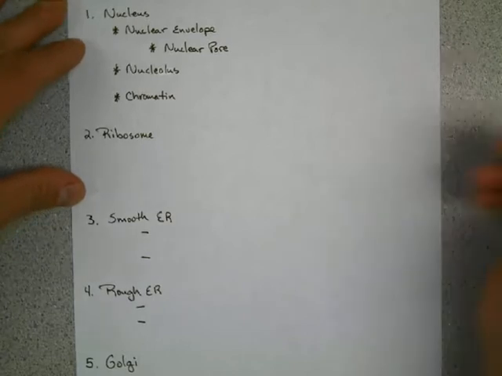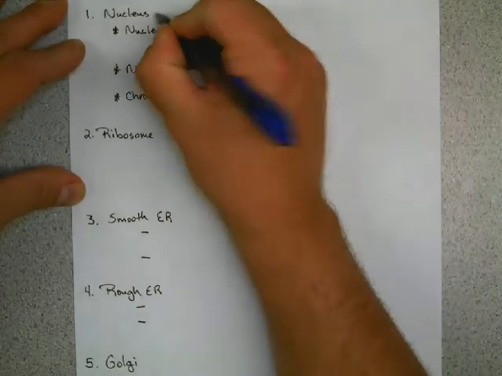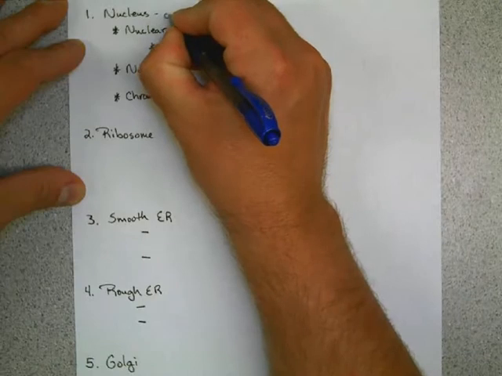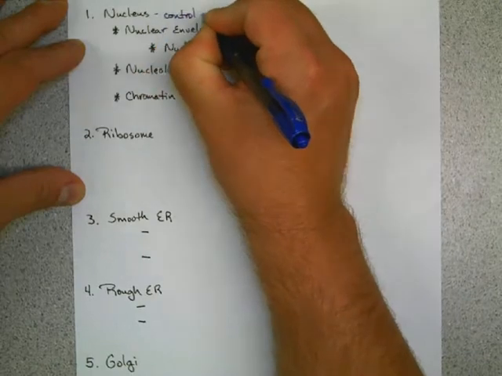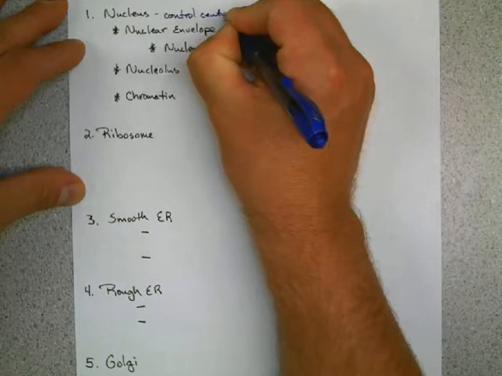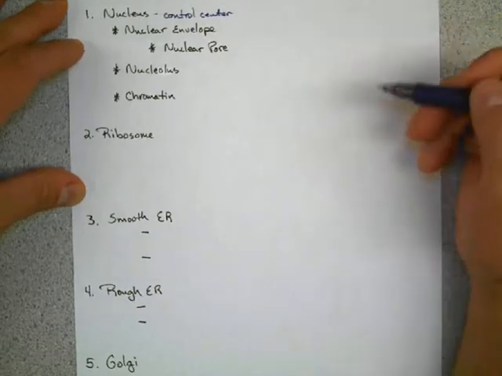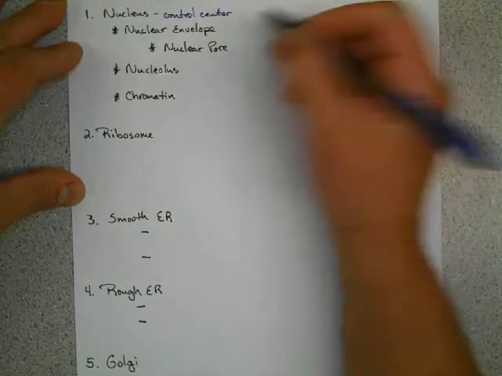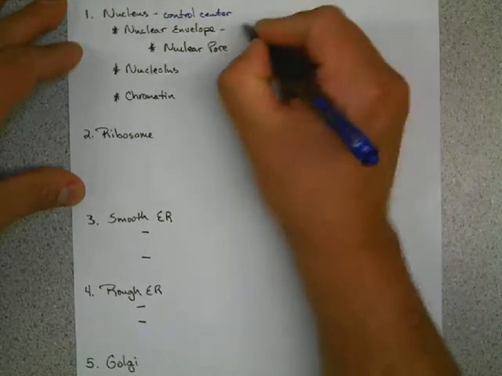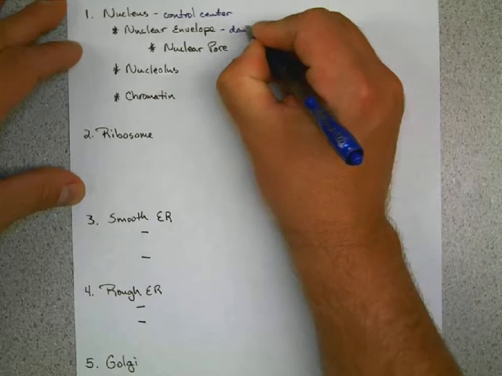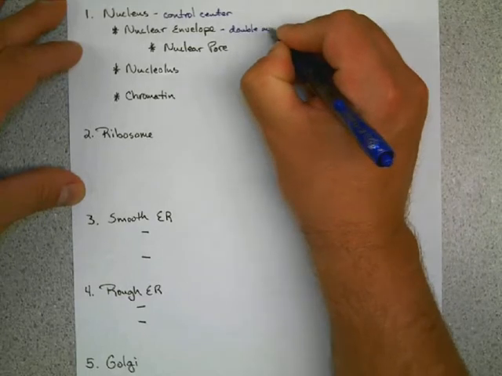And the nucleus is known as the control center of the cell. And it's called the control center because that is where the DNA is going to be. Now the nucleus has 3 parts. The first part is the nuclear envelope. The nuclear envelope is a double membrane that surrounds the nucleus. And it has a similar function to what the cell membrane does.